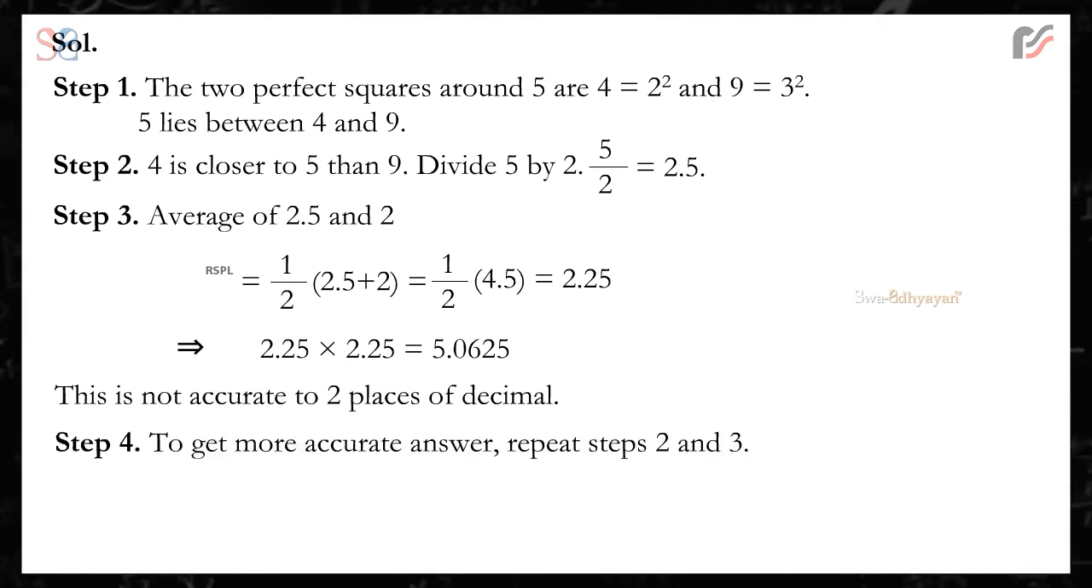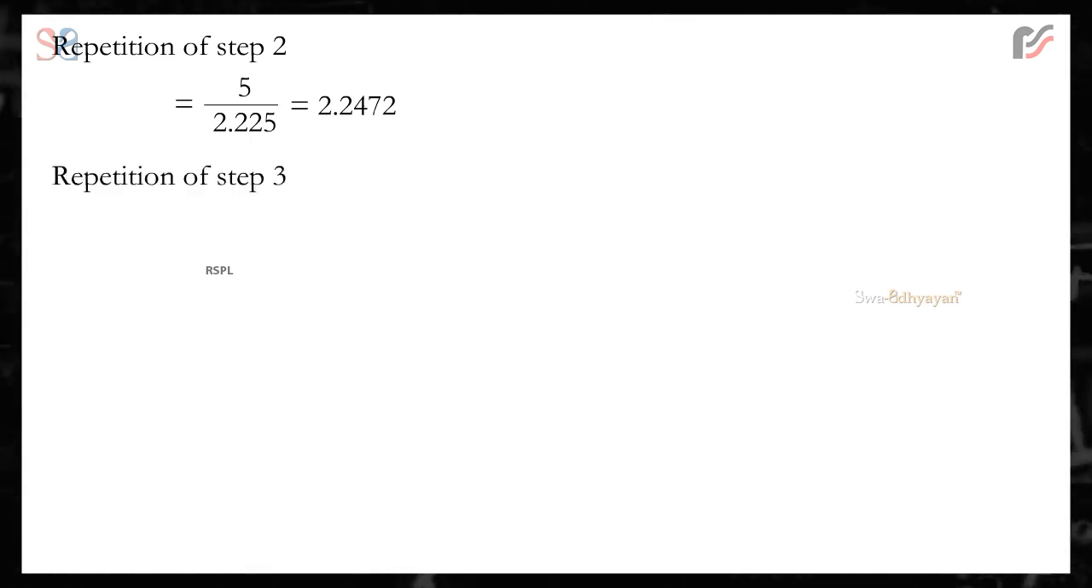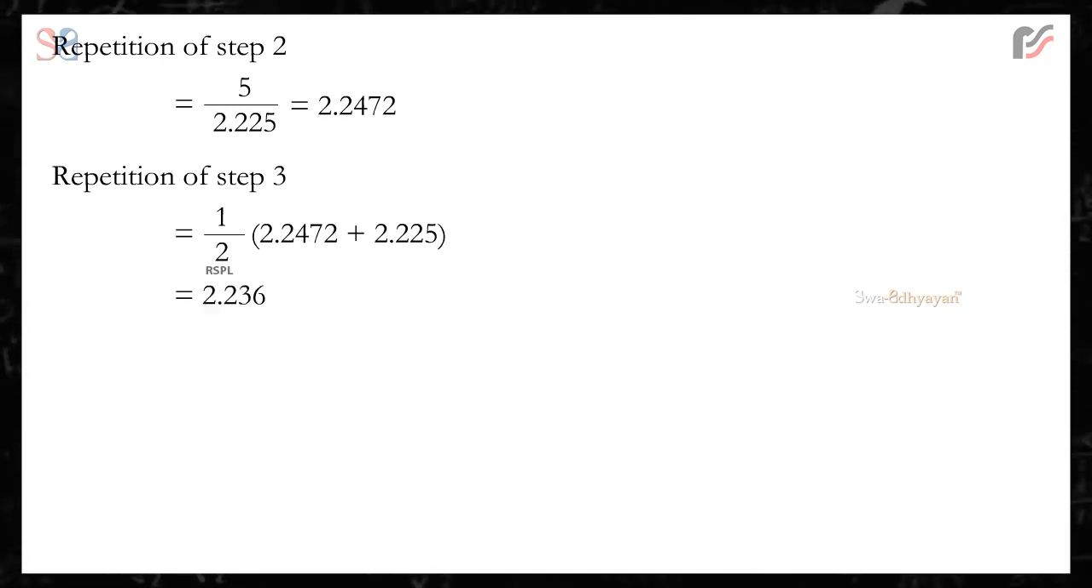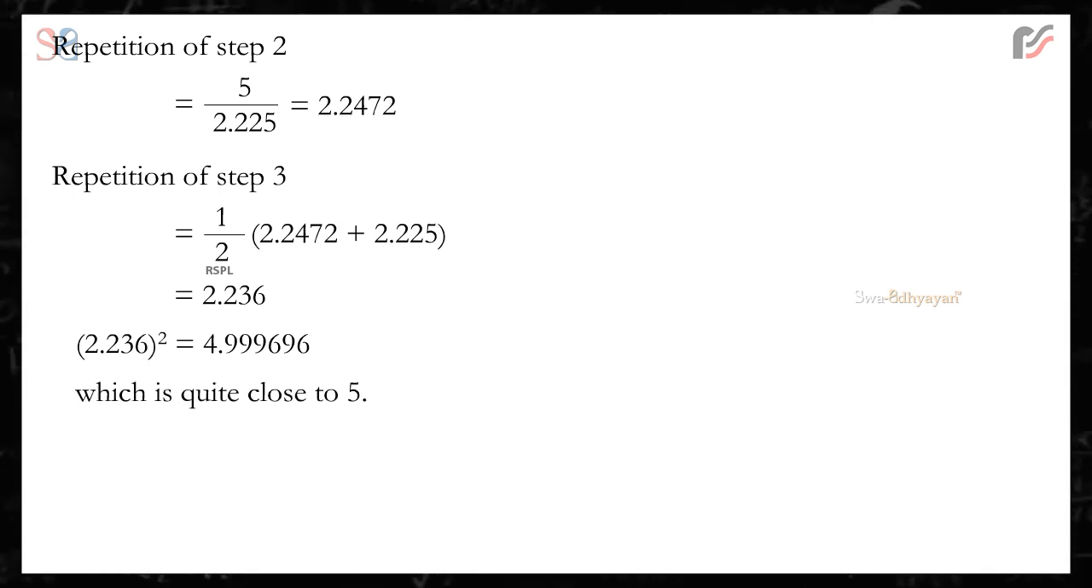Step 4. To get a more accurate answer, repeat steps 2 and 3. Repetition of step 2 is equal to 5/2.25, which is equal to 2.2472. Repetition of step 3 is equal to 1/2 × (2.2472 + 2.25), which is equal to 2.236. 2.236² is equal to 4.999696, which is quite close to 5. Thus, the square root of 5 is equal to 2.236.